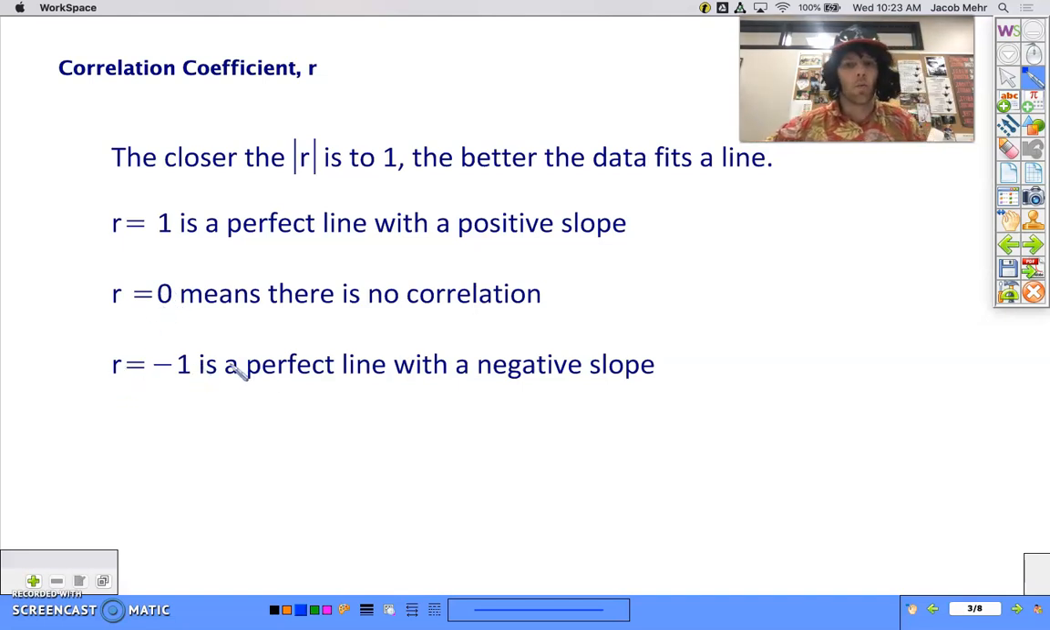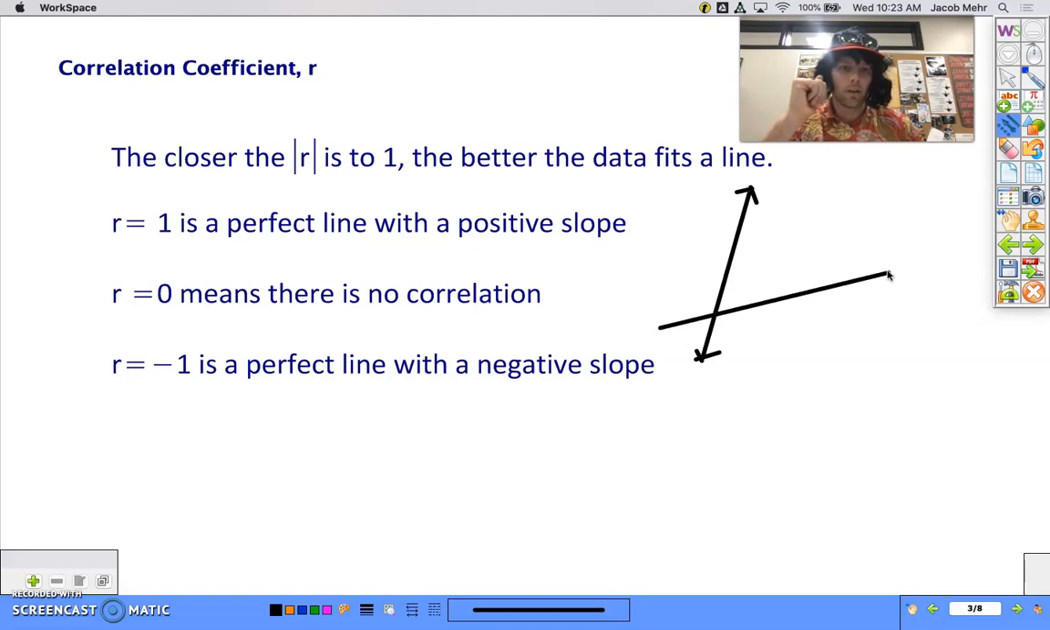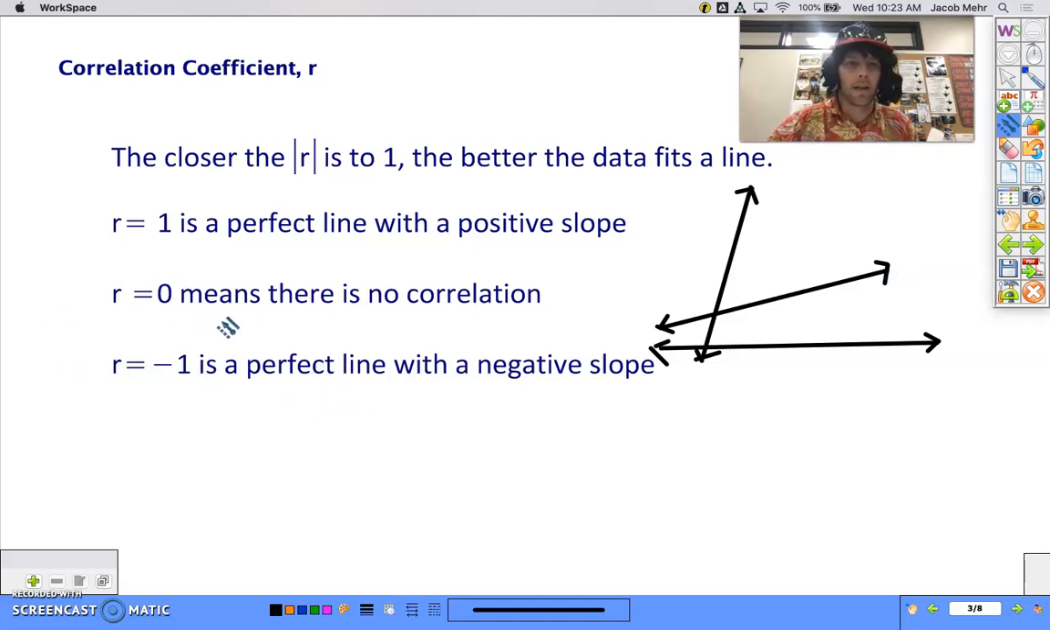If R is negative 1, it is also a perfect line, but now its slope is negative. Now, it doesn't mean the slope is negative 1. Don't make that confusion. I know sometimes students try to think that R is 1 means a perfect line with a slope of 1. No. If R is 1, it could look like that. It could look like that. It could even look just barely a positive slope like this. Those would all have points on them that made those lines and they have a positive slope. R equals negative 1 is a perfect line with a negative slope. Doesn't mean the slope's negative 1, just means the slope is negative.